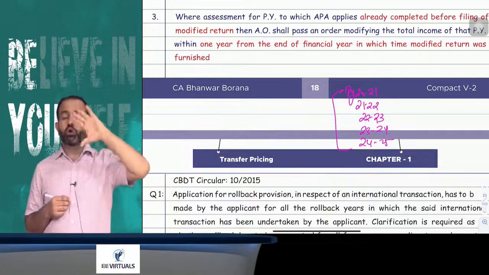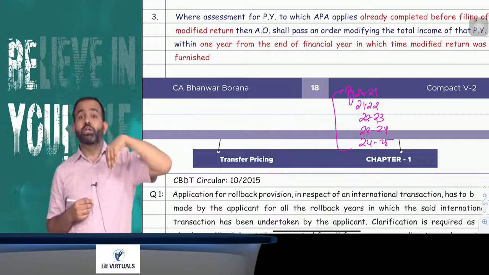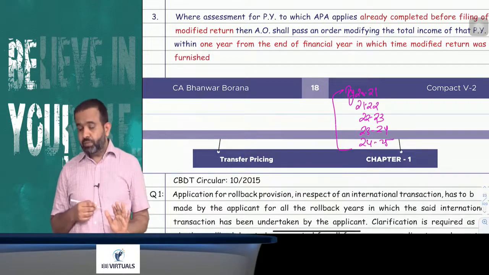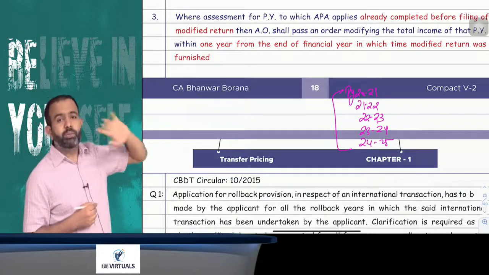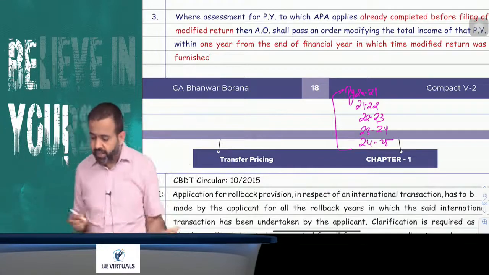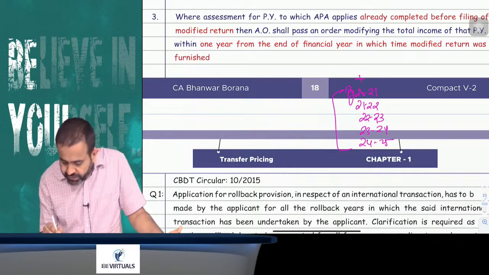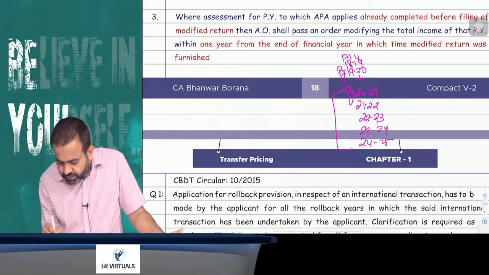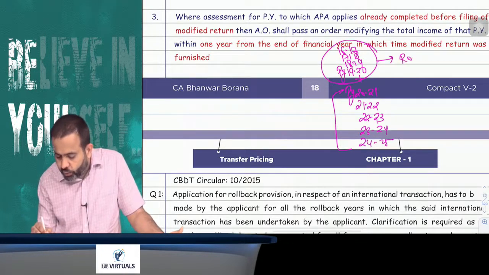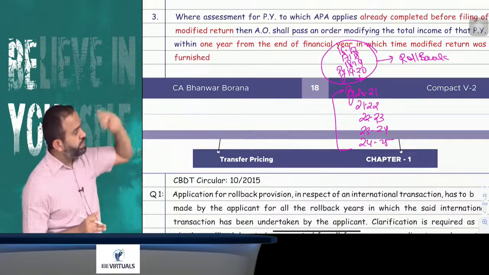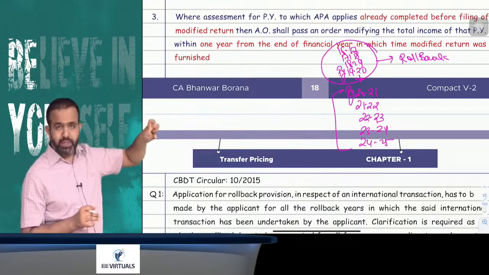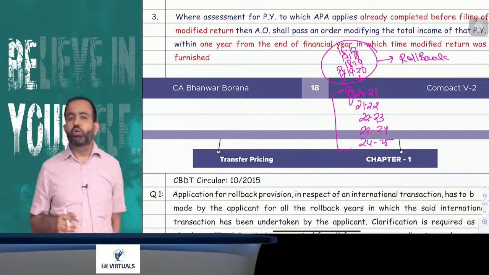Now there is one concept called rollback. It means the assessee may ask for the rollback also. Rollback will be for the 4 years before the first year of APPA. It means your previous year 19-20, previous year 18-19, previous year 17-18 and previous year 16-18. These 4 years can be covered in the rollback. Rollback means the 4 years before the first year mentioned in the APPA; those 4 years are called your rollback years.